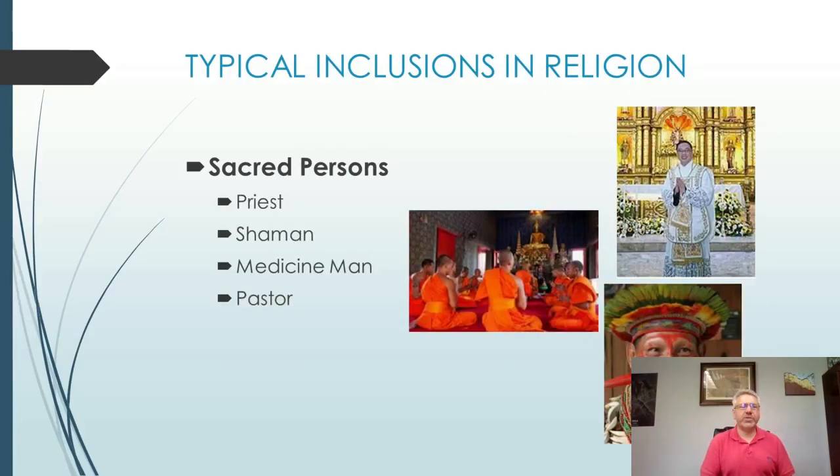Typically, religions include sacred persons of some sort. It can be a priest in Catholicism or Orthodoxy. There can be a shaman, a medicine man. Priests in Hinduism or Buddhism. Could be a pastor. But there's some aspect of a sacred person, a person that is more in contact with that supernatural being than others are. And so that's typical in most religions.